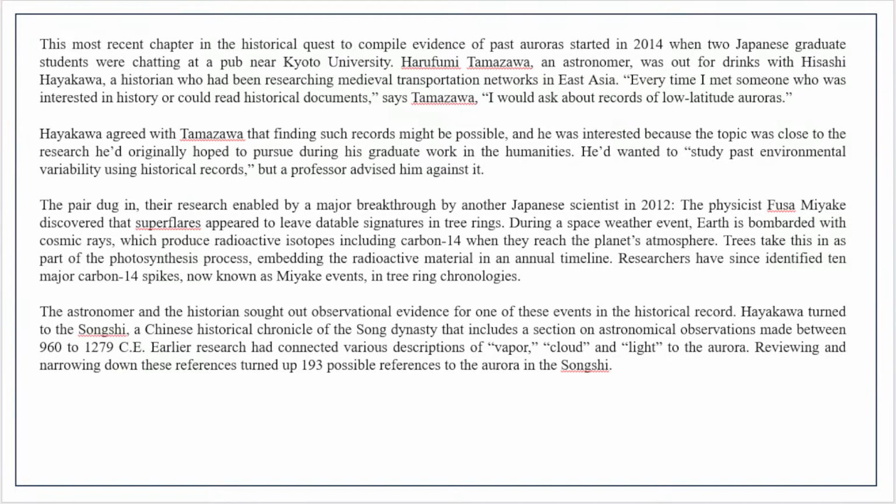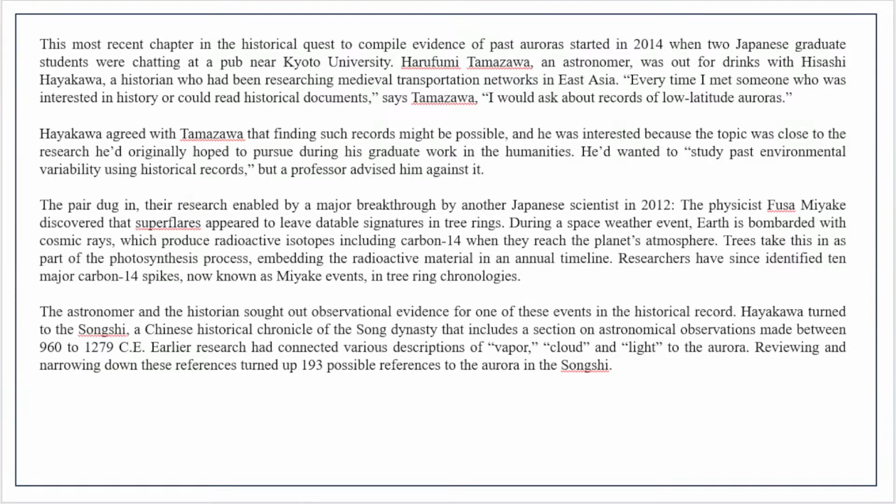Okay. Every time I met someone who was interested in history or could read historical documents, says Tamazawa, I would ask about records of low latitude auroras. Okay, so Tamazawa says कि जब भी कोई historian मिलता था या someone interested in history, he would always ask them about low latitude auroras. कि कुछ past में क्या इन चीज़ों के कोई records हैं?